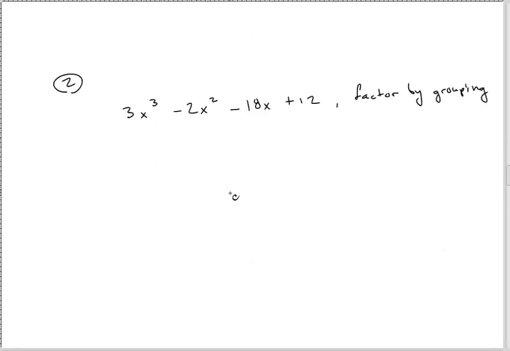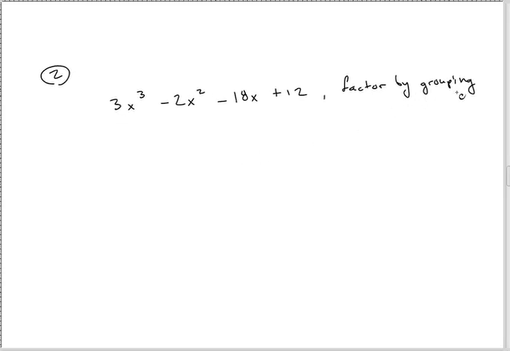This one's a little different. It says factor by grouping. So that's a specific thing. To factor by grouping means that we're looking at this set of numbers, these first two and the second two, as two separate groups, and we're wanting to factor them individually.